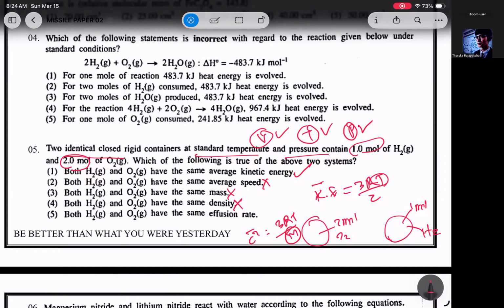Fifth one, both H2 gas and O2 gas have the same effusion rate. What is this effusion rate? Effusion rate is how fast the molecule can move.